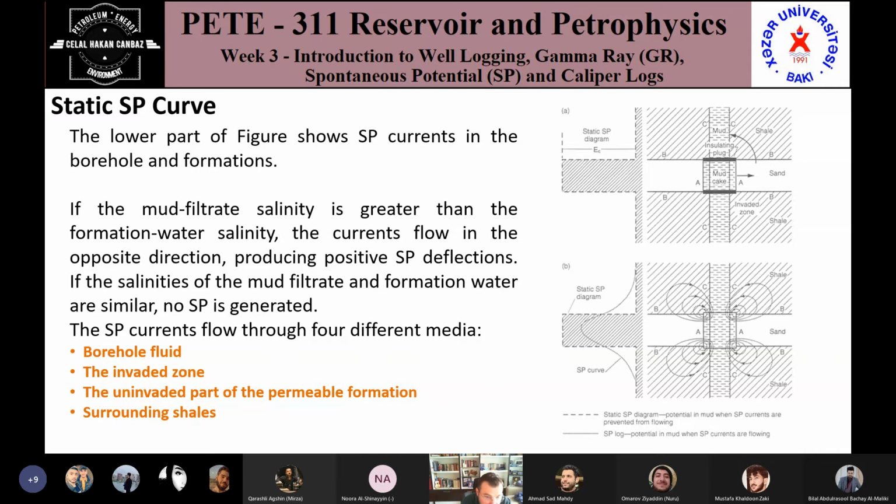What are these media actually? One of them is the borehole fluid, which has an interaction. The other one is the invaded zone. The other one is the uninvaded part of the permeable formation, and the surrounding shales. So the spontaneous potential currents use these 4 different media.